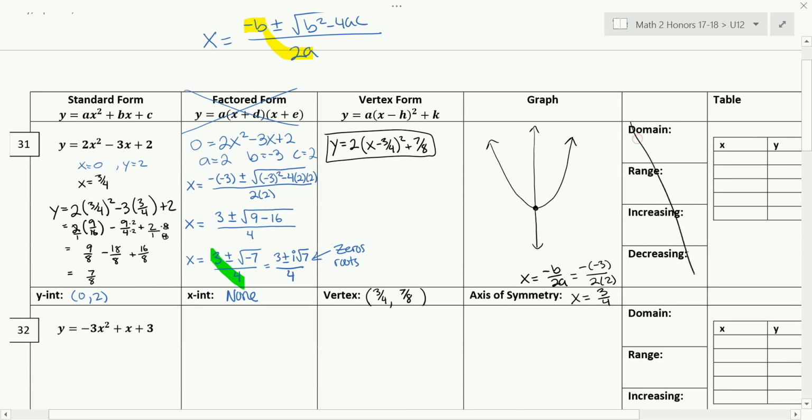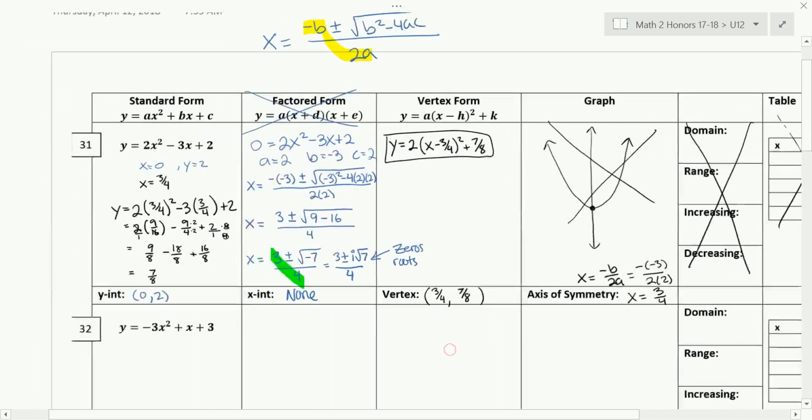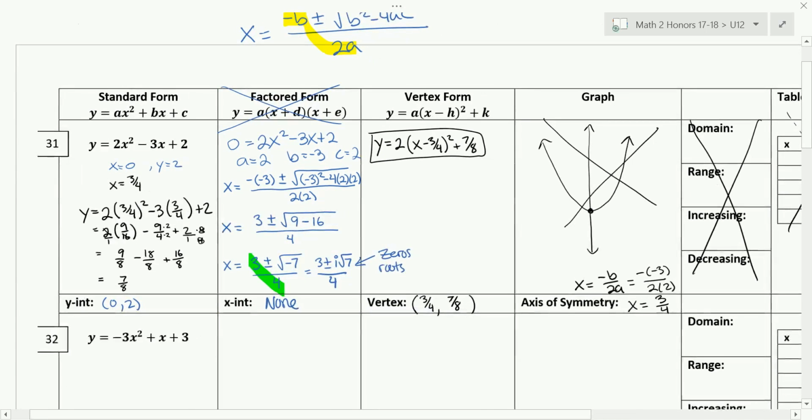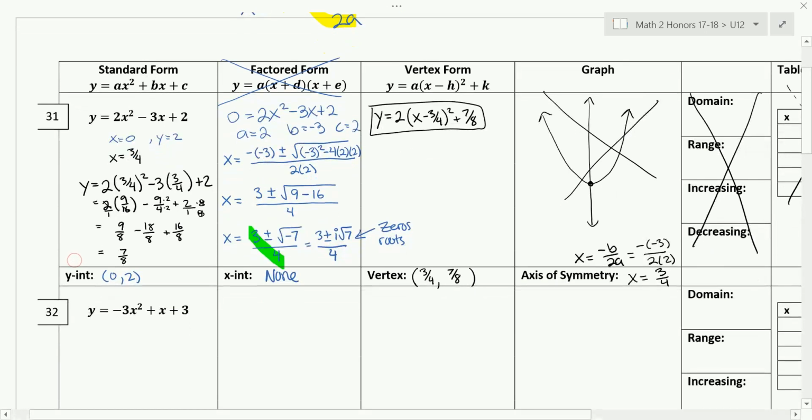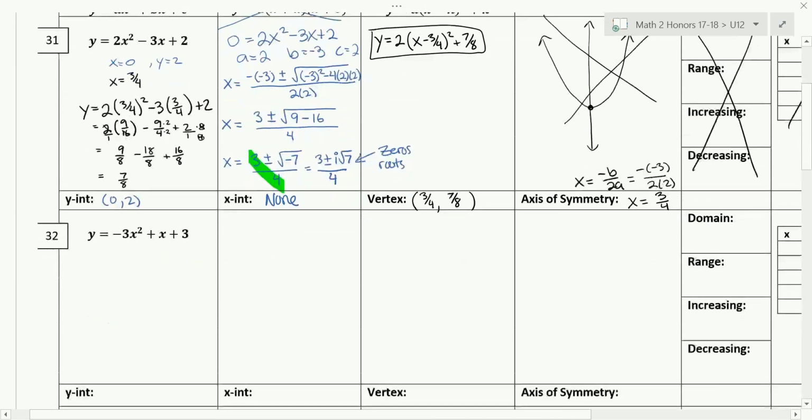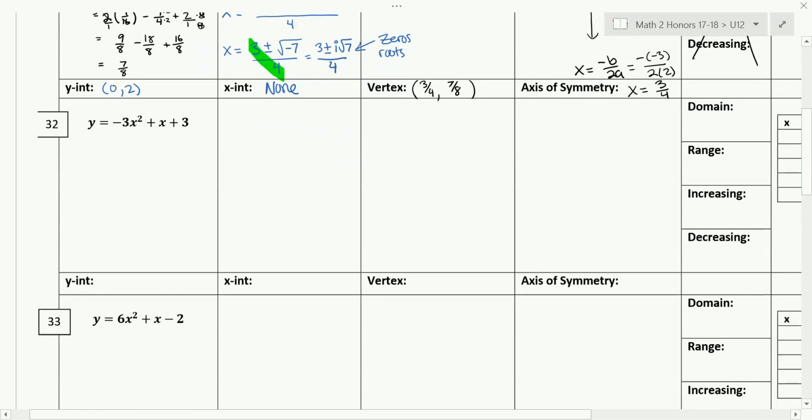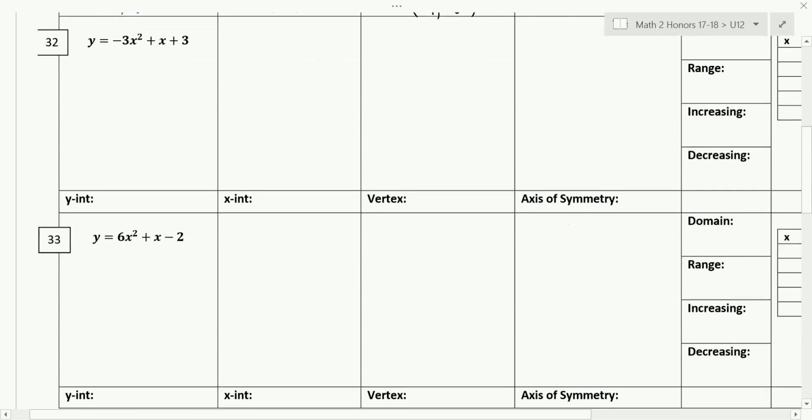So I don't, as I said, I don't need you to do the rest of this. And the graph, you don't have to do that either. But I do want you to get the x-intercept, y-intercept, vertex, axis of symmetry, vertex form. Okay. Let's try this again. For time's sake, I think I might run out of time. I want to do 32 and 33, but let's do 33 together now.